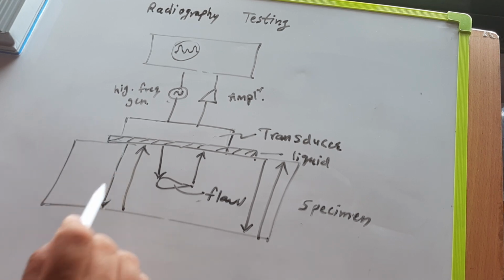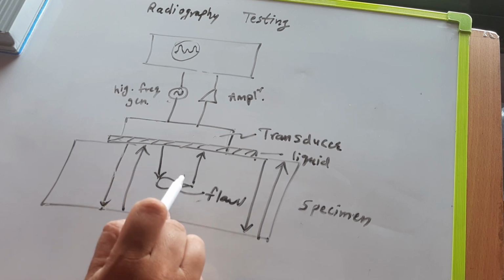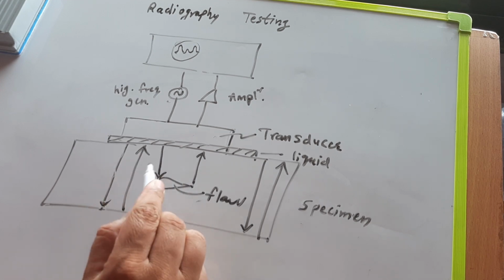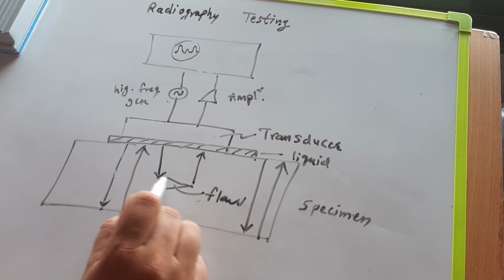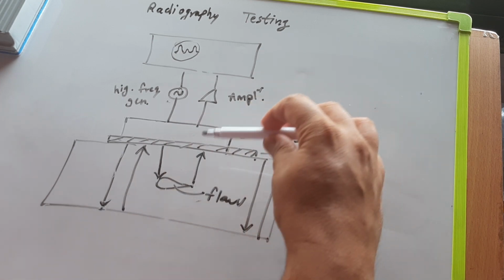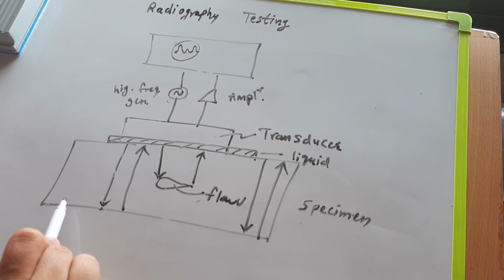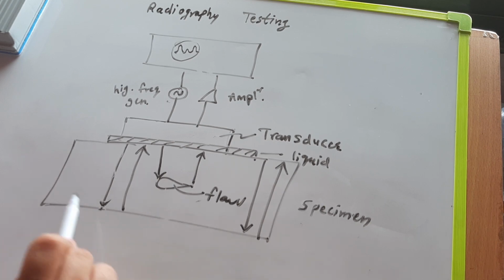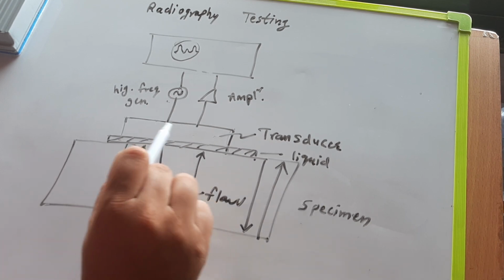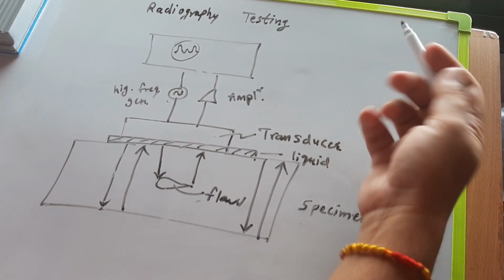What happens is it reaches the other side and gets reflected. But wherever there is a flaw, it also gets reflected even in between. So this is an extra signal. After this, these waves get reflected from all these points, and the transducer can sense and receive those.